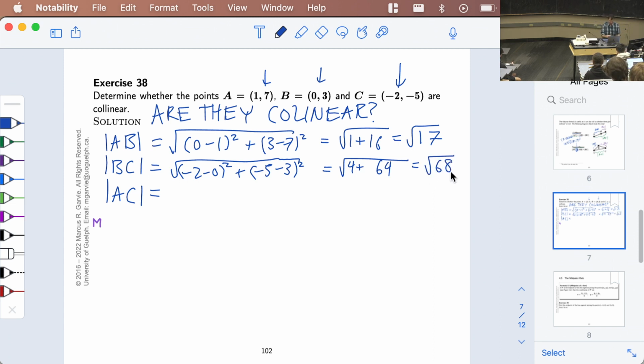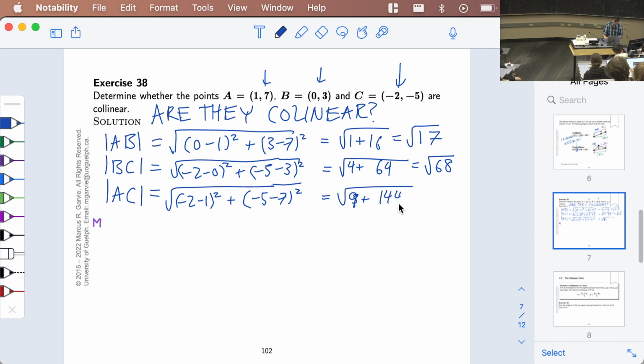OK, what about the last one? The delta x is minus 2 minus 1. It's going to be 3. And the delta y is minus 5 minus 7. So this is 3 squared, which is 9, plus 12 squared, 144. So the square root of 153.